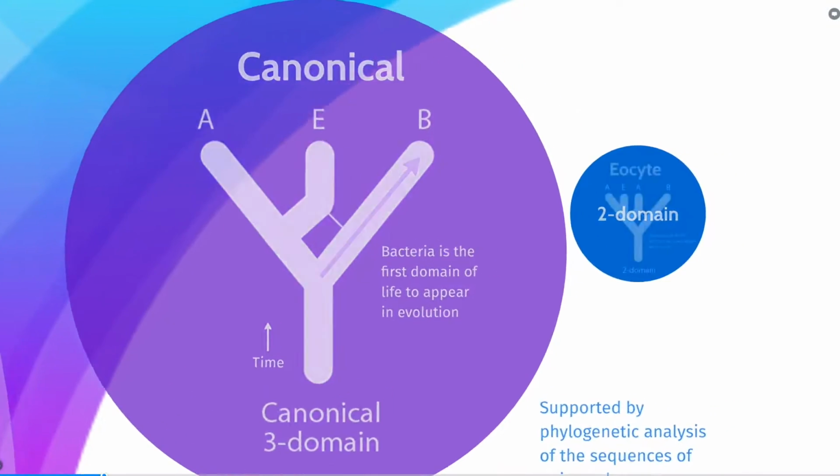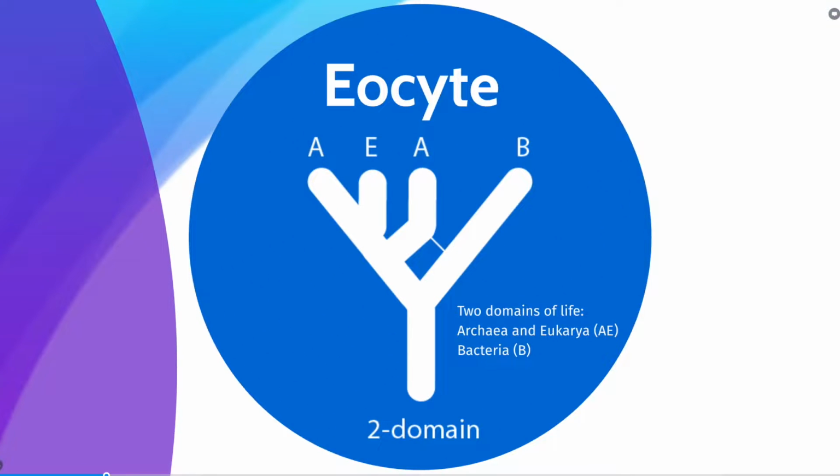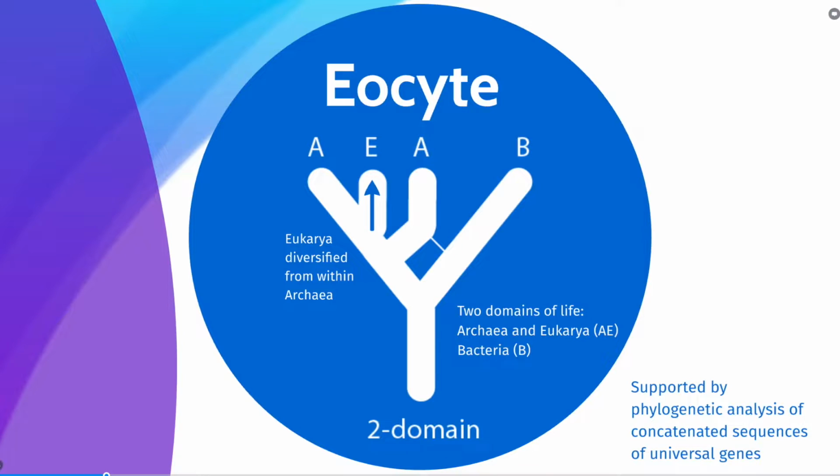An alternative view is the eocyte hypothesis. Here, Eukarya diversifies from within Archaea. Eukaryotic organisms are therefore considered modified archaea, and the living world is effectively made of 2 domains. This view is supported by phylogenetic analysis of concatenated sequences of universal genes.